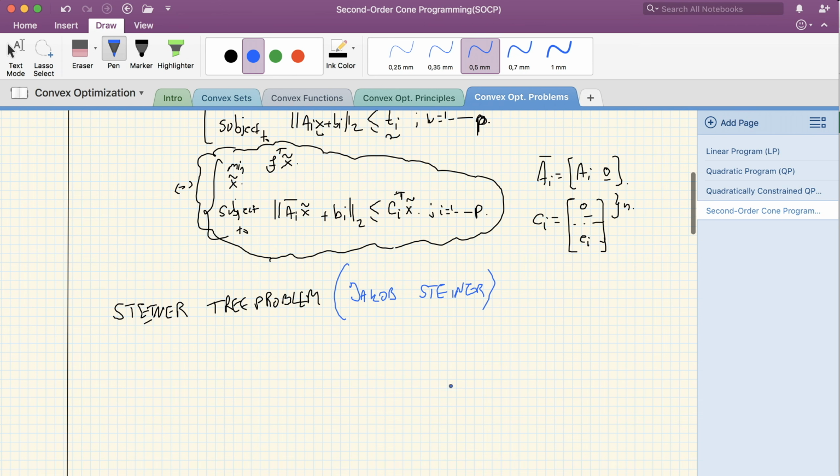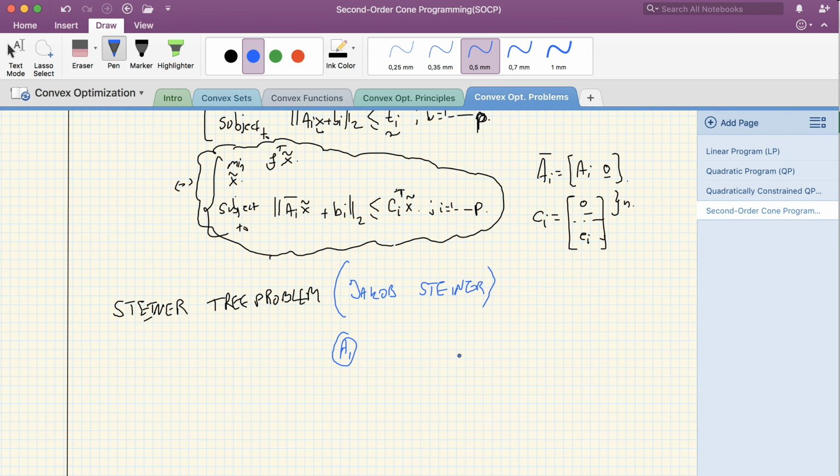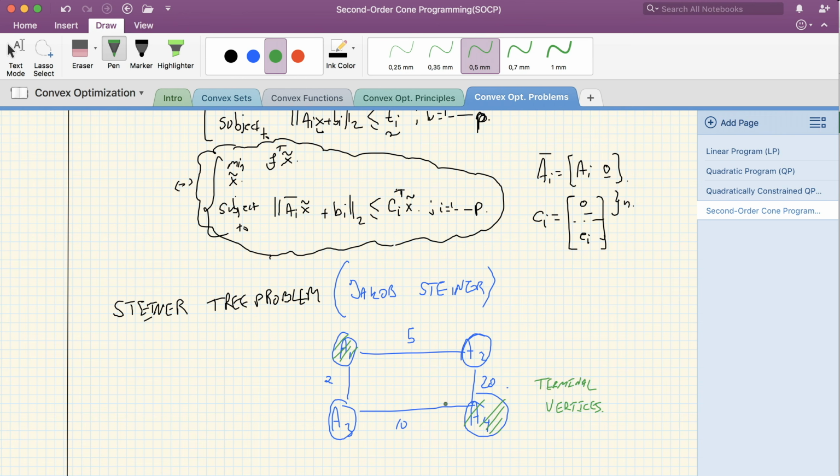So let me just give you a small example. Consider I've got A1, A2, A3, and A4, and they're all connected with some costs on their path. So 5 here, 2 here, 10 here, and let's say there's a 20 here. And let's say A1 and A4 are termed as terminal vertices. So here the minimum Steiner tree for this graph is clearly 2, 10, this path right here. This is a combinatorial problem. There's a lot of heuristics to solve it.